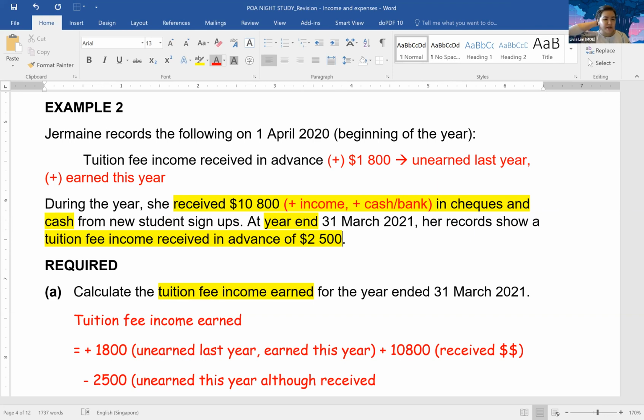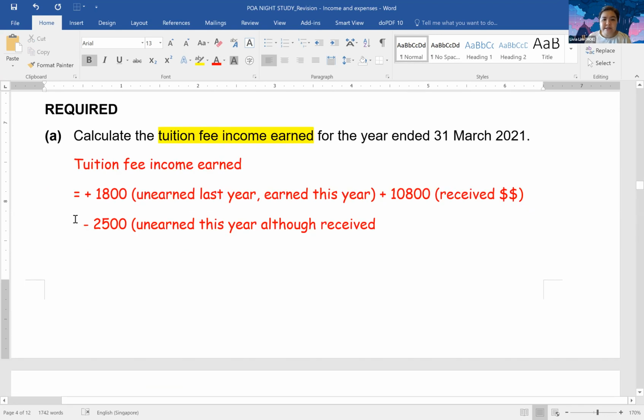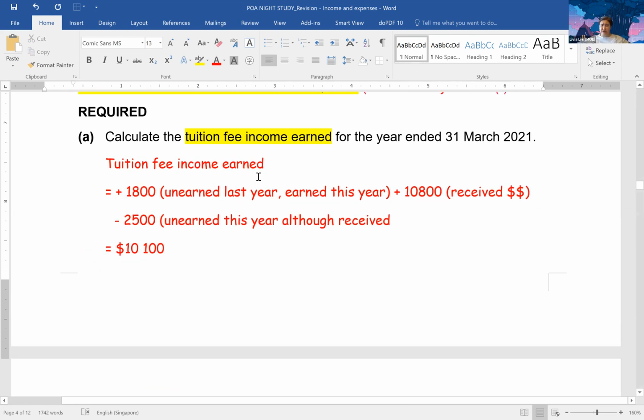Finally, your record shows a tuition fee income received in advance of $2,500. Now, you received in advance. You took people's money already. Have you done the work yet? You haven't done the work yet. This is unearned at year end. And if it is unearned at year end, you will need to minus $2,500 because it was received in advance, not earned yet. That's why you must minus away $2,500. The correct answer is $10,100. Is everybody okay with how you get this answer?